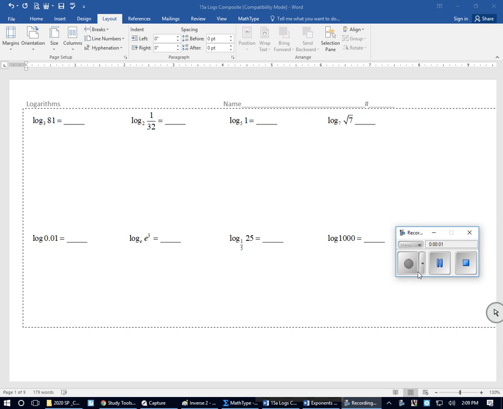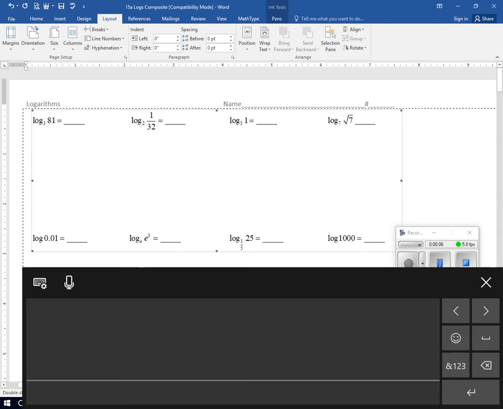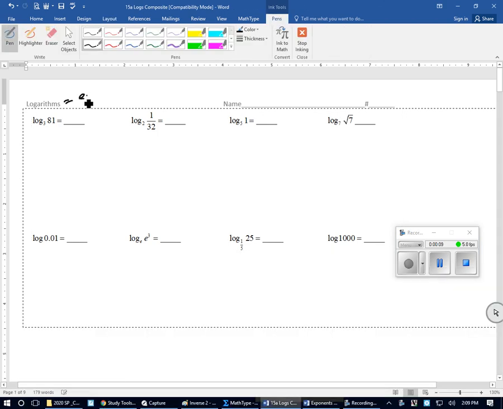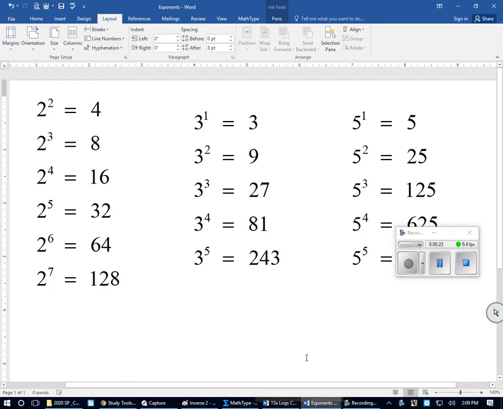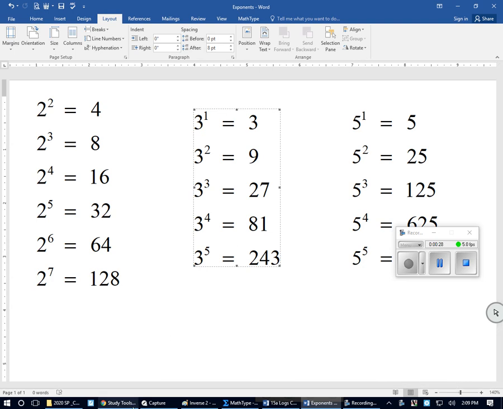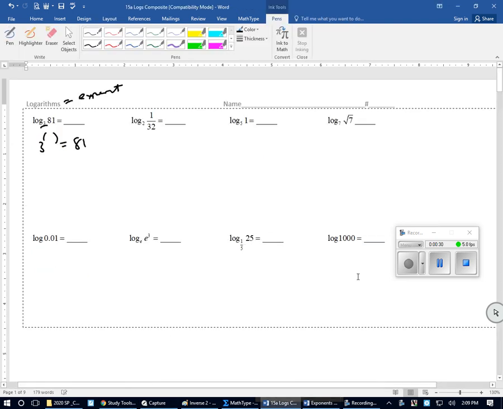Okay, so here's our lesson on logarithms. Now remember, logarithms always equal an exponent. And so what exponent on 3 gives me 81? Well, the chart, if you don't remember the chart I've got on my wall, it's attached to the study tools. And it says that the exponent on 3 that gives me 81 right here is 4. So the log 3 of 81 is 4.